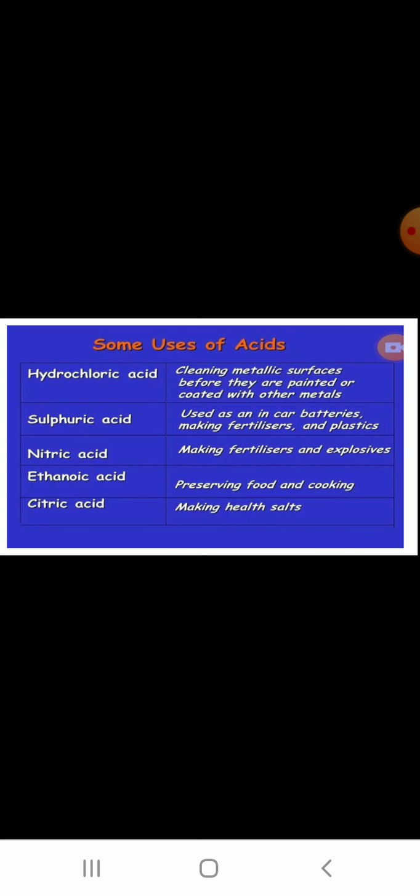Nitric acid is used mainly in fertilizers and explosives. Fertilizers means usually to manufacture fertilizers containing nitrate: sodium nitrate, potassium nitrate, calcium nitrate. The nitrate part is from nitric acid only. That is why, in making fertilizers, they use nitric acid. And explosives, especially TNT, trinitrotoluene, is one of the explosives which is manufactured from nitric acid.